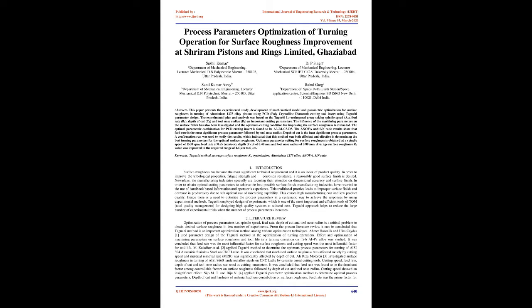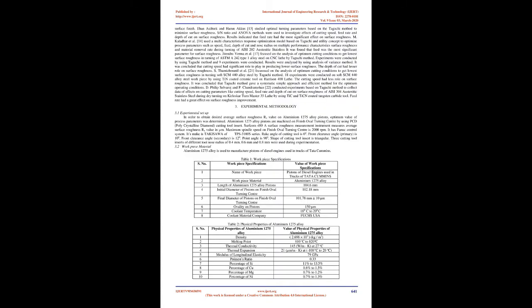Keywords: Taguchi Method, Average Surface Roughness Ra, Optimization, Aluminium 1275 alloy, ANOVA, S/N ratio. 1. Introduction. Surface roughness has become the most significant technical requirement and it is an index of product quality.